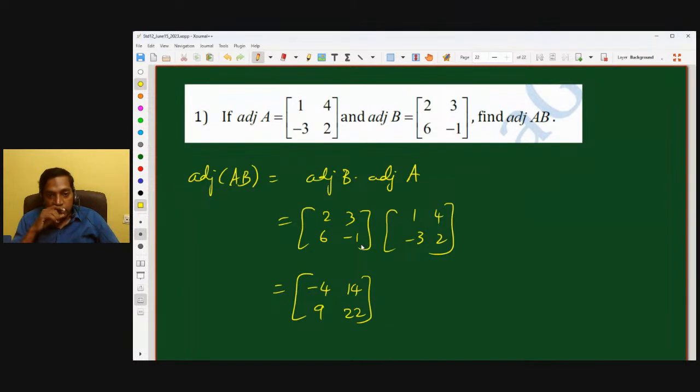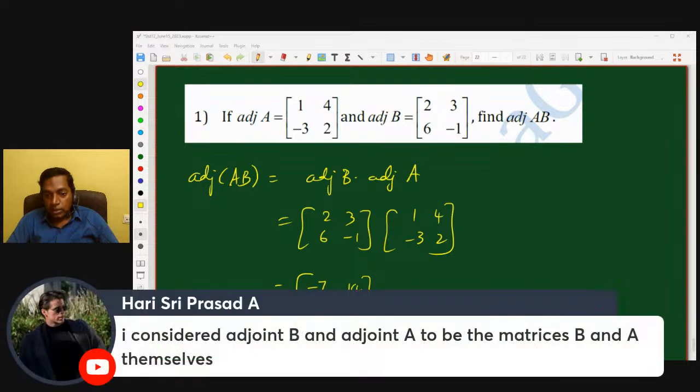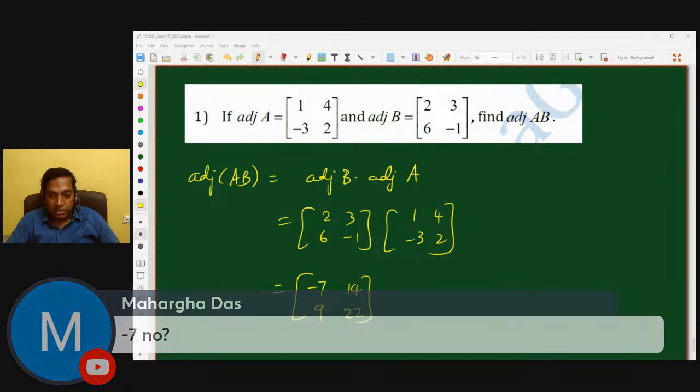Let me just check if it is correct. Sorry, it's 2 minus 9. So it's minus 7, not minus 4. 8 plus 6 is 14. 6 plus 3 is 9. 24 minus 2 is 22. Quite a few people have got minus 7, 14, 9, and 22. No, Hari Prasad, that's what I just clarified. Marga Das, it's minus 7. You are right. I made a mistake.